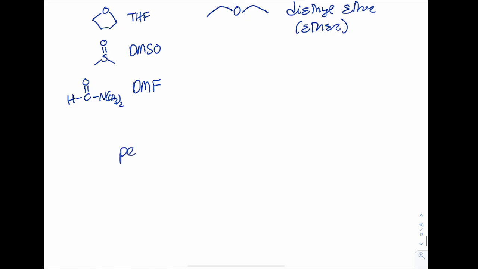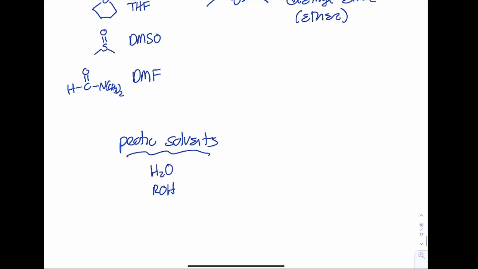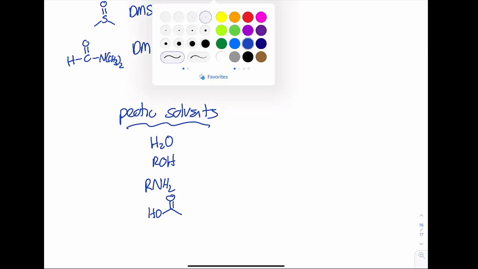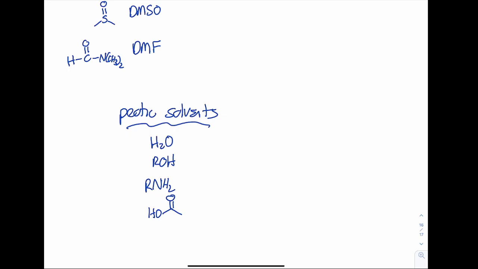Protic ones, these are going to be pretty obvious, I think. Again, they have to have that NH or OH bond. So water, an alcohol, we could do an amine. Those are going to have hydrogen bonding capabilities. So NH2 with an R group on it. Acetic acid is another one. Be able to recognize acetic acid if it's drawn out or if it's written.